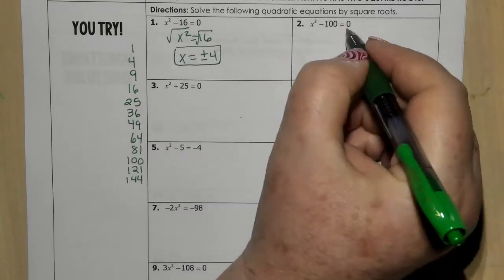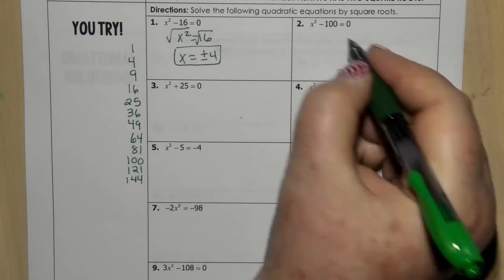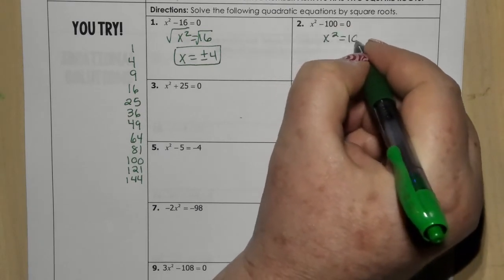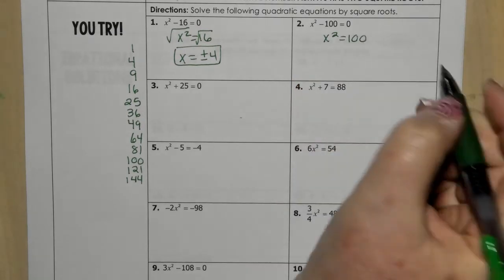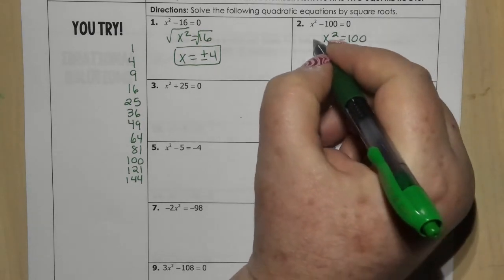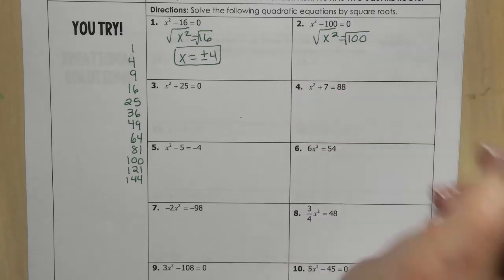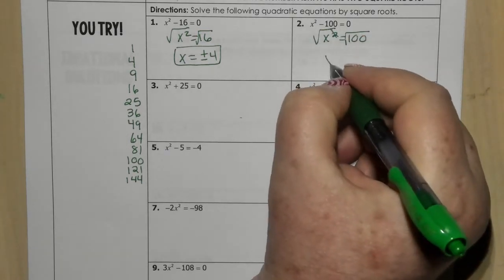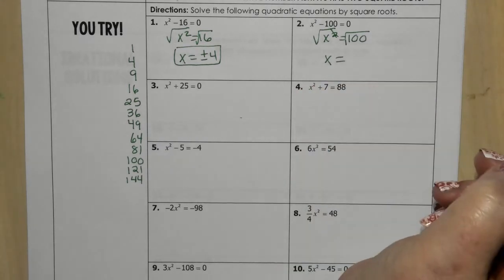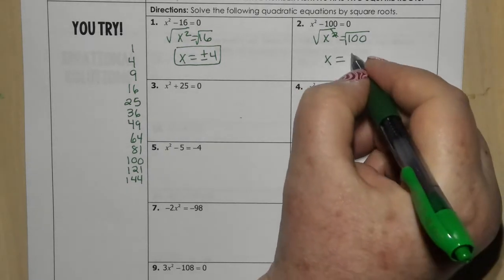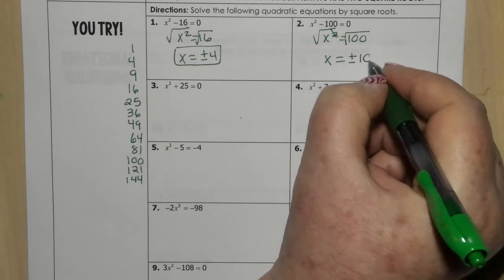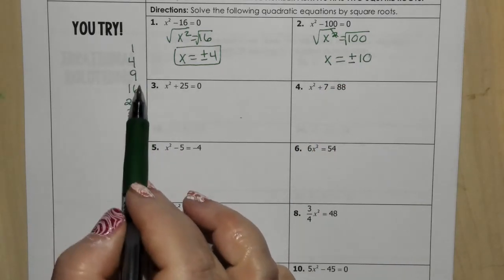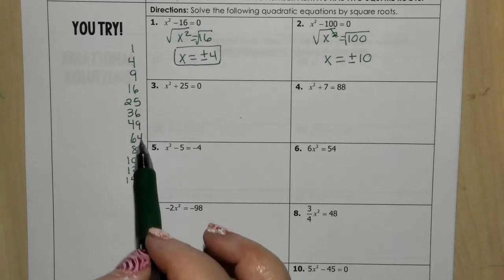Just practice them, drill them, and they'll come more naturally to you. All right, x squared minus 100 equals 0. Move the 100 to the other side. What's the opposite of squaring? Square root. Square roots cancel out the squares. Remember that a positive number always has 2 square roots. Come down here to our list: 1, 2, 3, 4, 5, 6, 7, 8, 9, 10.